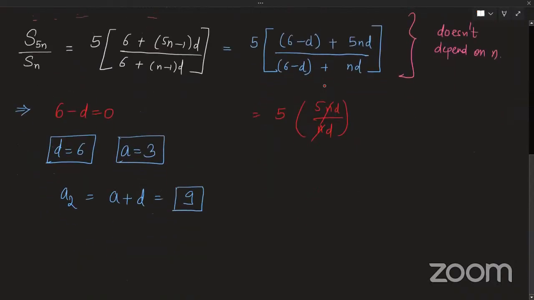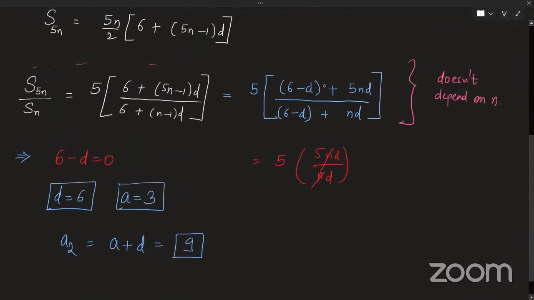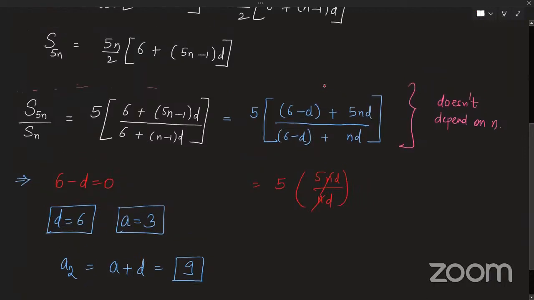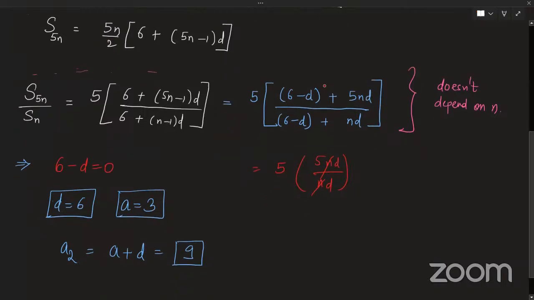So Omkar, did you understand this question? Were you able to understand how we have done this? See, basically what is happening is, if this term has to be independent of n, then n has to get cancelled out. It is only possible when 6 minus d and 6 minus d get erased, so basically 6 minus d is 0. Only then it will happen.